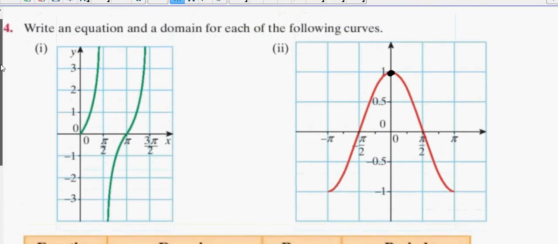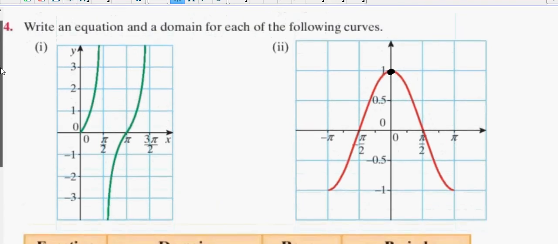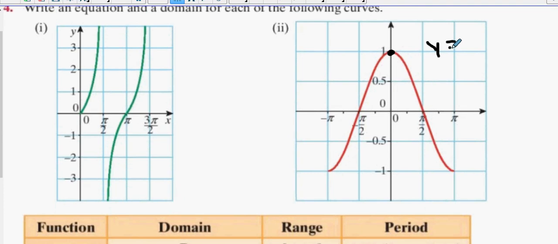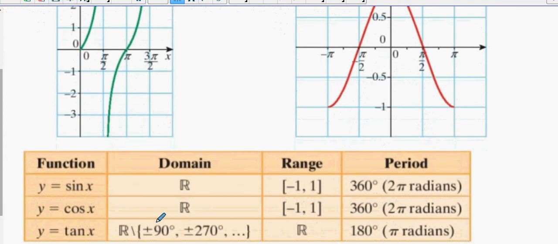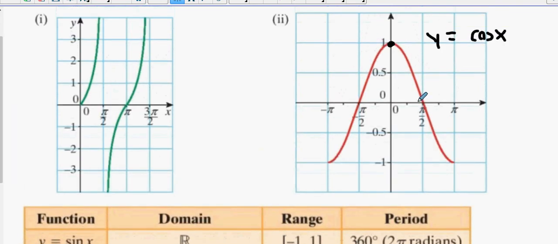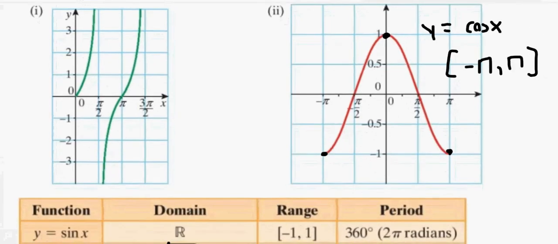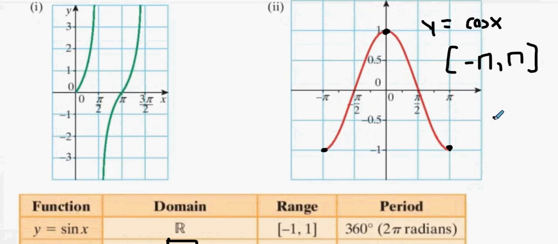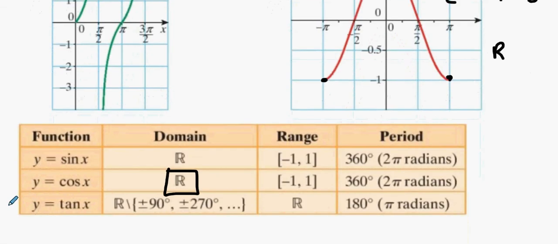Write an equation and domain for each of the following curves. This is y equals cos x. The domain for the function is R. In this case the domain could be minus pi to plus pi if you don't draw it any further, but in most cases the domain is real because it continues on forever. So the domain value is R, real.